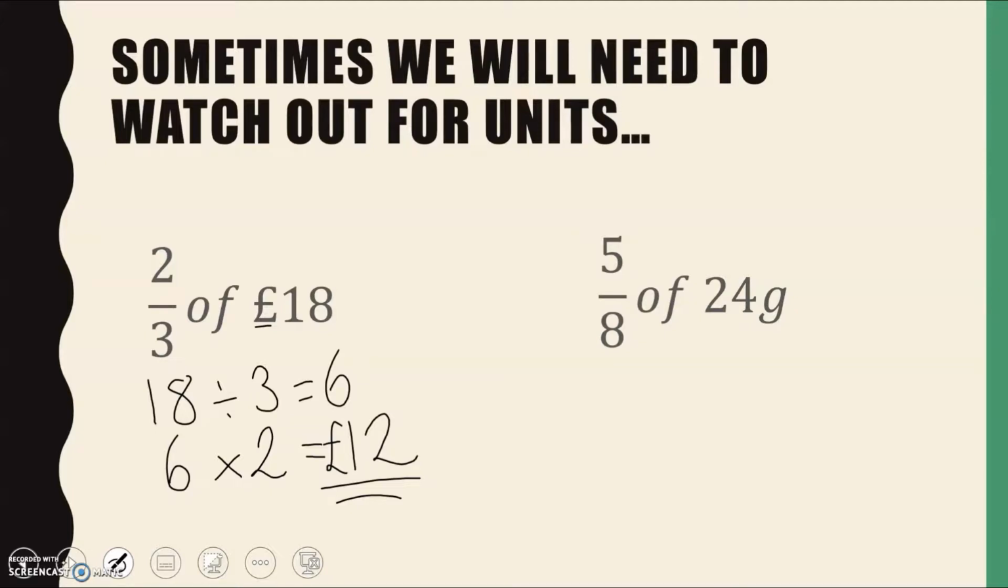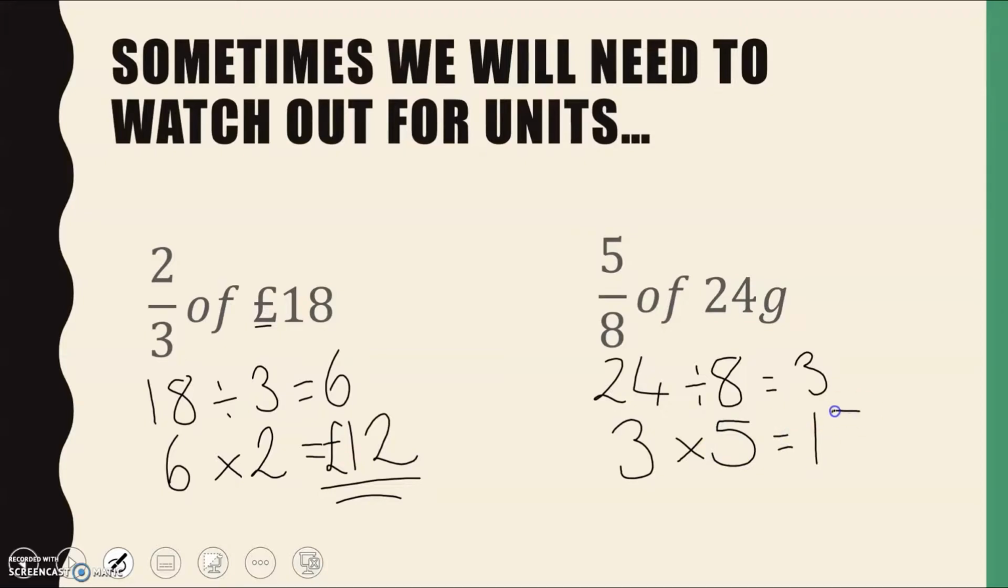5/8 of 24 grams, exactly the same steps as before. So 24 divided by 8 is 3, and then 3 times the top of our fraction 5 is 15. It was grams, so I need a little g for grams at the end there.